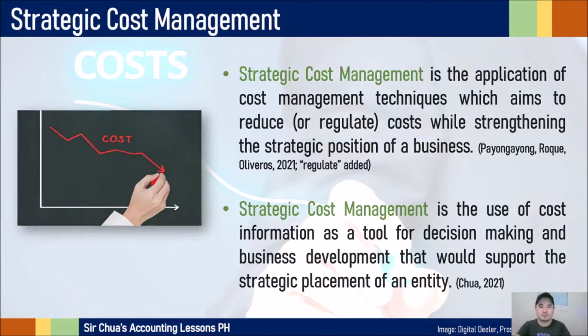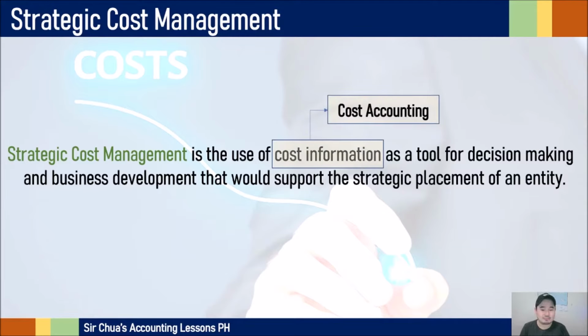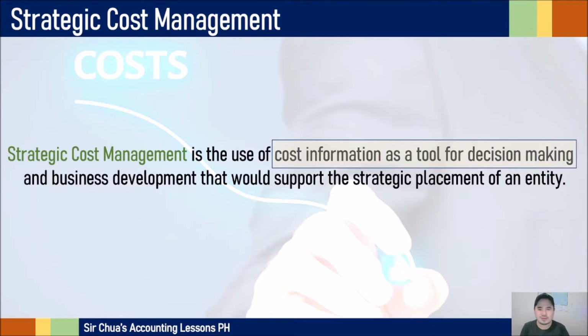Now, coming from that easier definition, let's talk about the words one by one. Cost information itself comes from cost accounting, right? But if that cost information is now used for decision making, you are using your cost information because you want to lower down your cost, you are analyzing your cost because you want to regulate your cost, then that becomes cost management already, right?